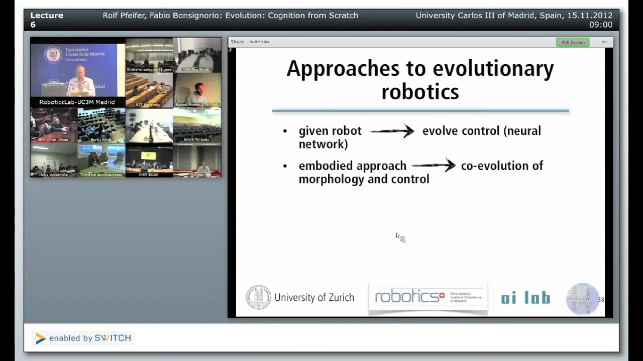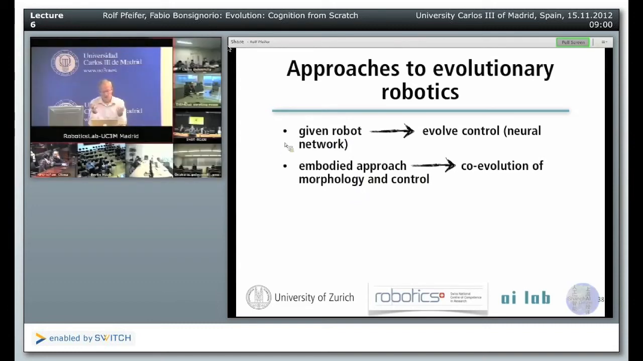Now, let's look at different approaches to evolutionary robotics. In evolutionary robotics, typically what people do is they start with a given robot and then they evolve the control, typically a neural network, just as we did in the example that we looked at five minutes ago. That's very nice from an engineering point of view. However, if you look at biological evolution, you never have a creature and afterwards grow the brain for the creature, but you always have a co-evolution of morphology and control.